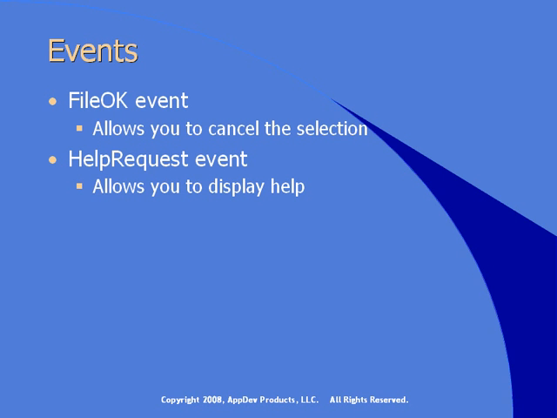The help request event occurs if you're showing the help button and the user clicks the help button. You might think it would magically show you some help file, but believe me, it doesn't. You have to add your own code to display whatever help you want to provide to the user.